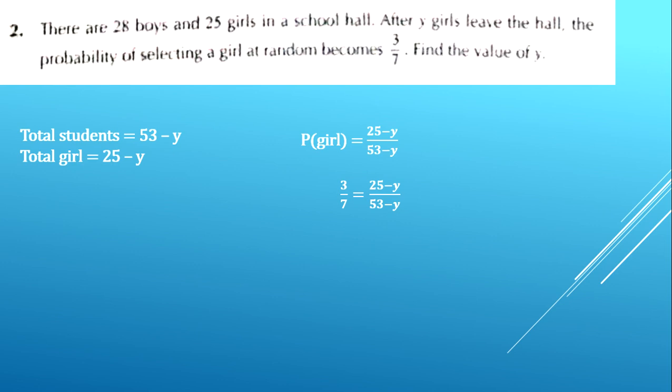Then we just have to find the value of y. We cross multiply. 3 times 53 minus y equals 7 times 25 minus y. You expand the bracket, 159 minus 3y equals 175 minus 7y. Then you plus 7y on both sides and you minus 159 on both sides. You will get 4y equals 16. Divide by 4 on both sides, you get y equals 4.